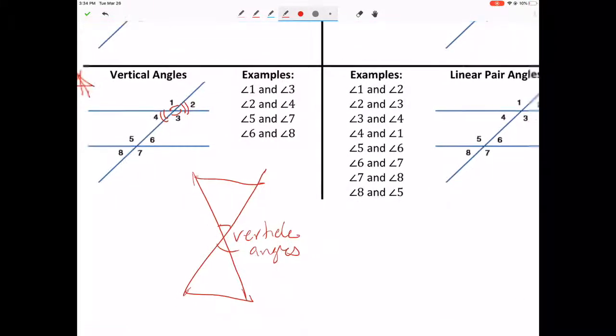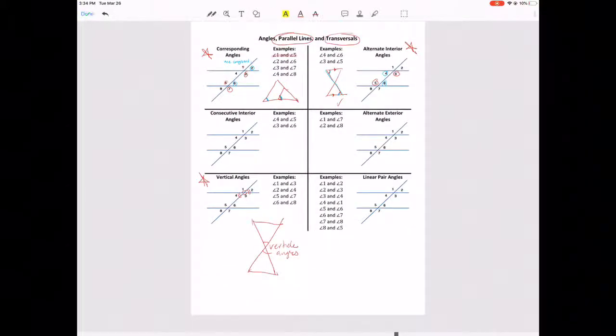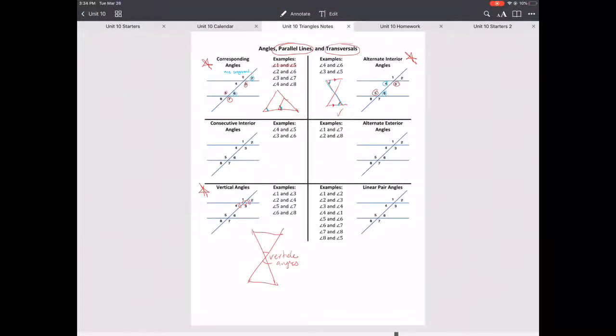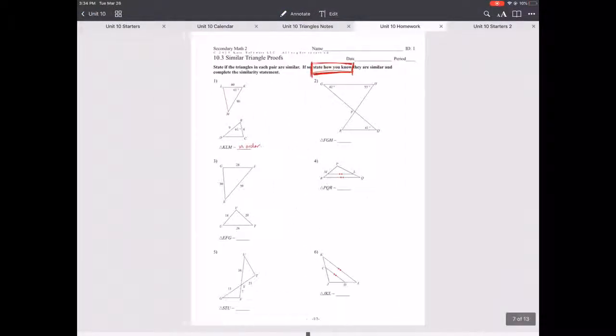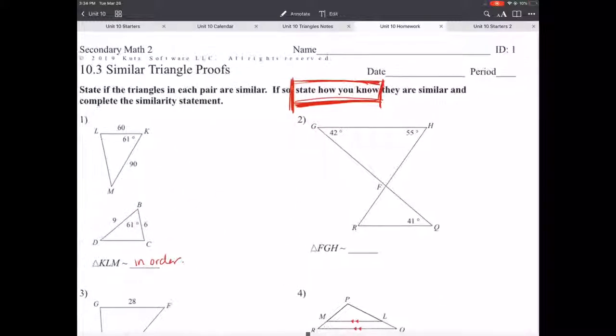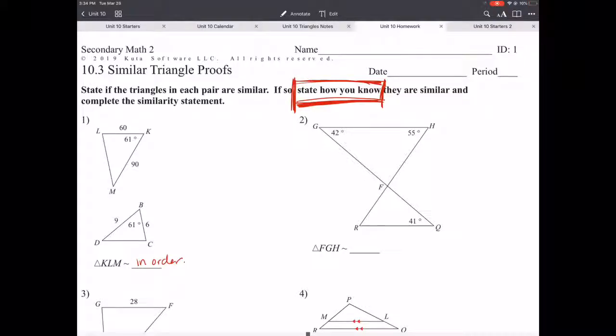If you have any questions, please let me know. I'm just going to go over the homework really quick. There are 16 problems. Make sure you read the instructions. State whether the triangles in each pair are similar. Sometimes they're not. If they are, you need to state how you know. Whether you're using angle-angle, side-angle-side, or side-side-side, you need to say how you know that they are similar. And you need to show work.